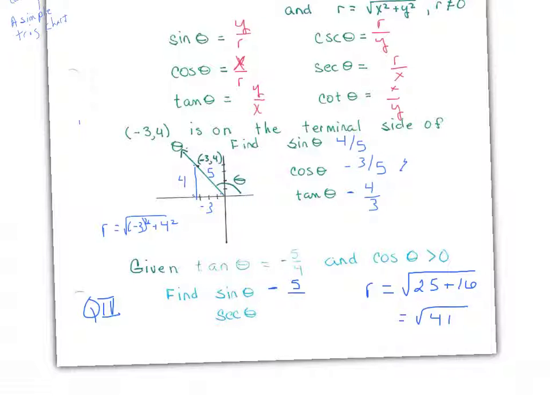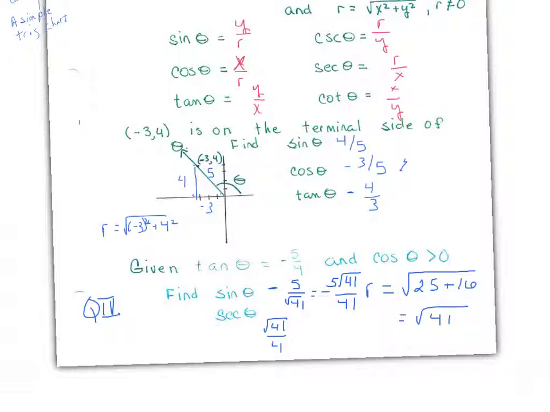Negative 5 over the square root of 41, which we really don't want to leave like that. And what is the secant? How do we find the secant? Reciprocal of the cosine. Is it going to be negative or positive? Positive. Okay, so what's the secant? Good. Easy enough.